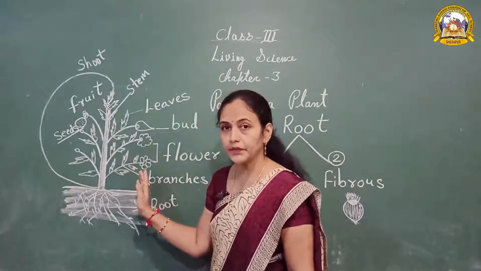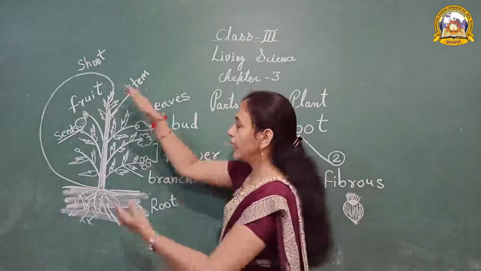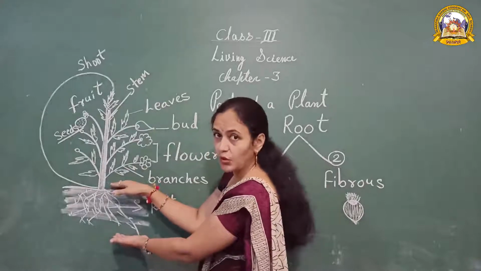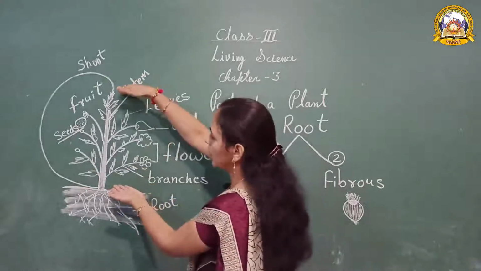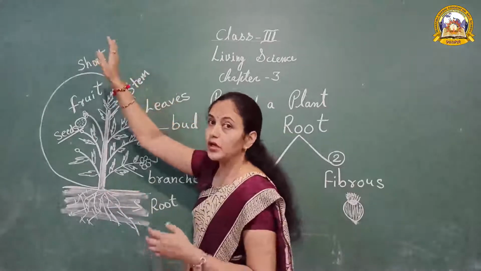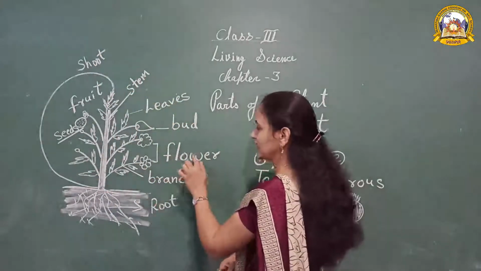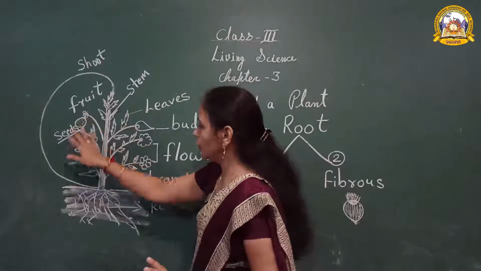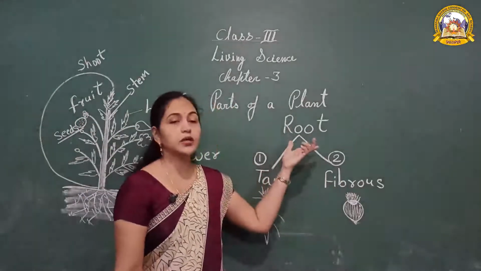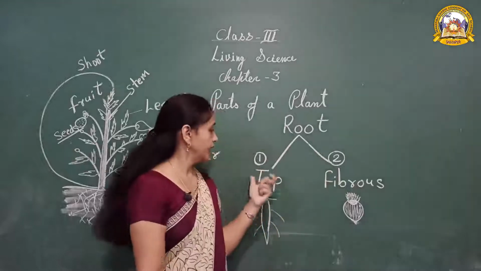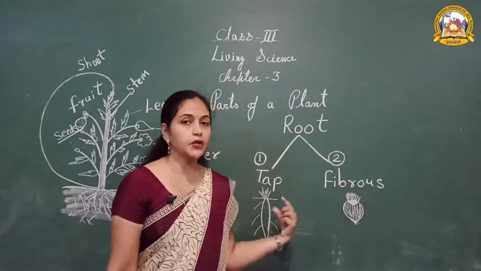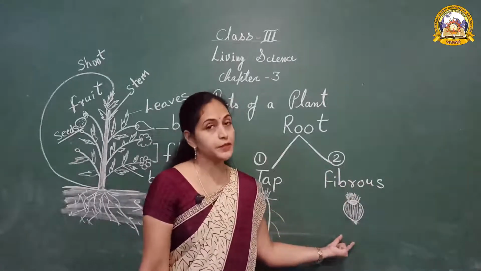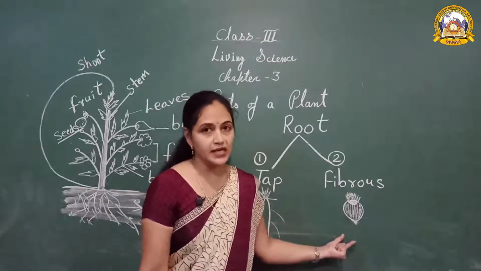Understand up to here? We will revise it again. The plant has two parts. Below the ground is called the root. The whole part above the ground is counted as the shoot. Now the shoot has different parts: branches, flowers, bud, leaves, stem, fruit, seeds. Now look here. There are two types of roots: taproot and fibrous root. One example of taproot: carrot. Examples of fibrous root: onion or grass.